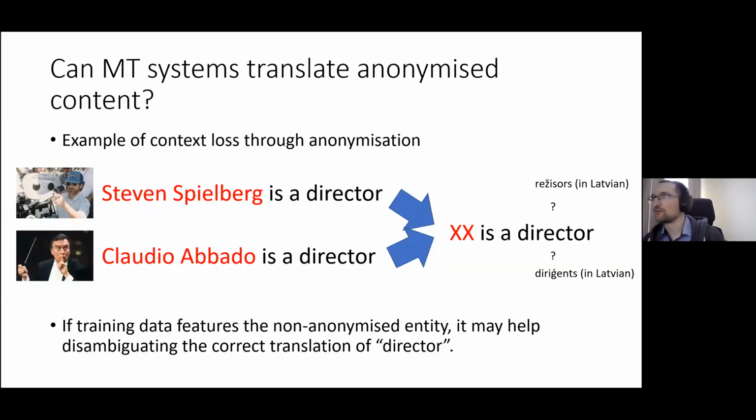Do some terminology disambiguation, you might circumvent or work around this context loss. But otherwise, that information is missing once you perform anonymization.